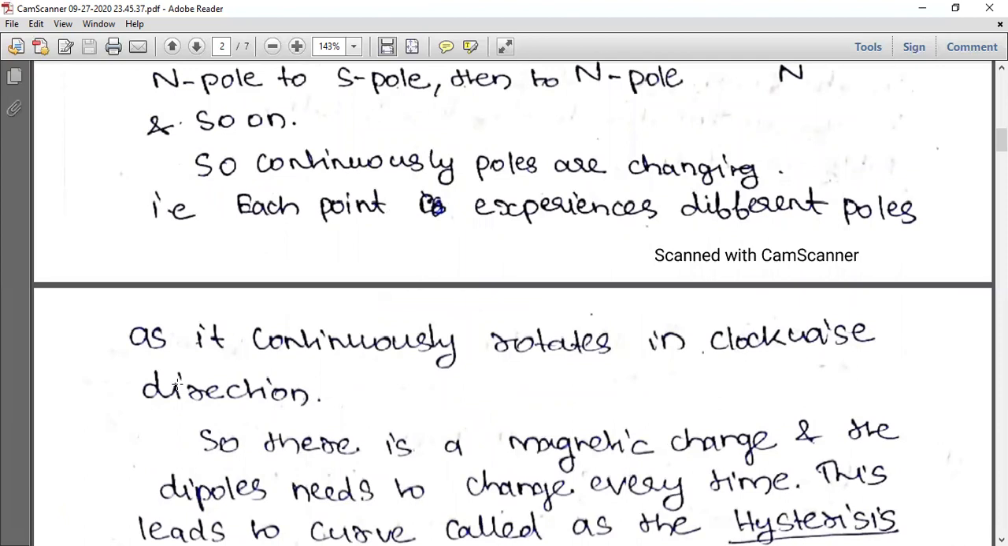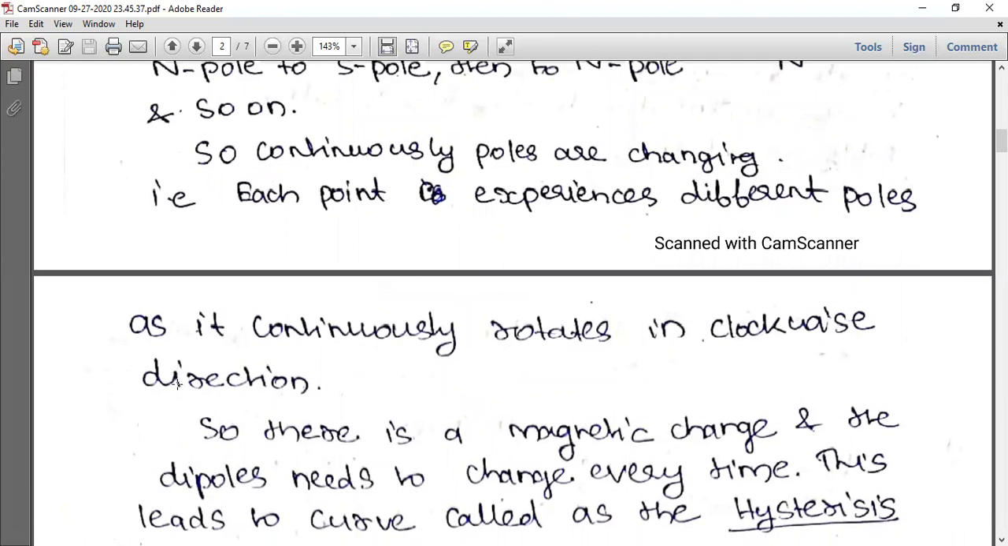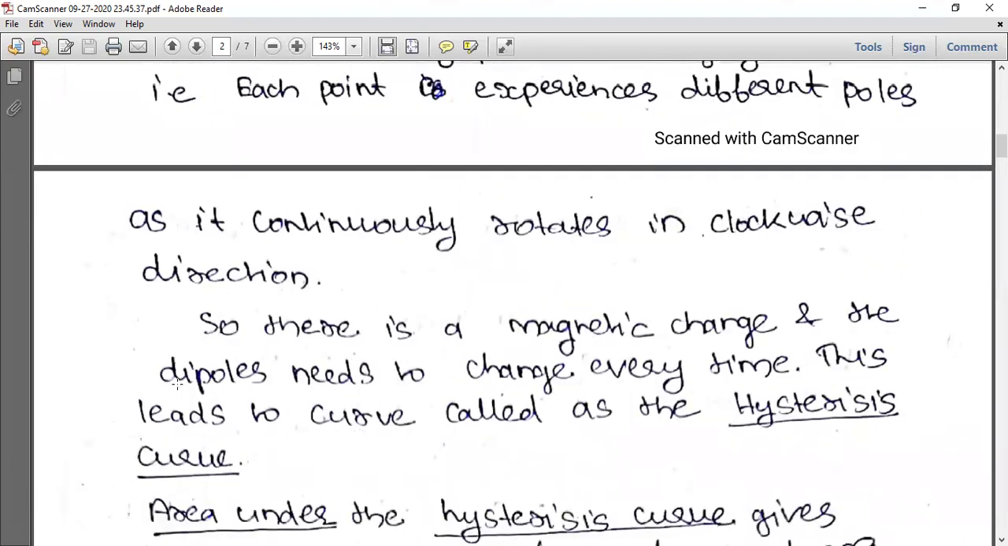From the figure should come to your mind. So there is a magnetic change. Since the pole is changing every time it is moving, a magnetic reversal is happening. So this leads to the curve called the hysteresis curve.